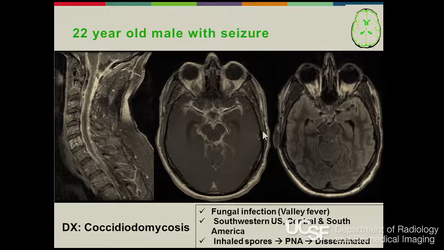So coccidiomycosis. This is a fungal infection. It's endemic to the southwestern U.S., Central and South America, and it causes valley fever. Most patients get a mild pneumonia and recover. A small subset of patients, including the immunocompromised, but you don't have to be immunocompromised to get this, develop the disseminated form of the infection, where you can get extensive CNS coccidiomycosis.